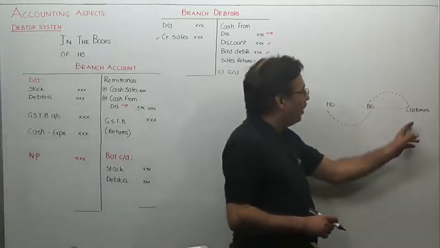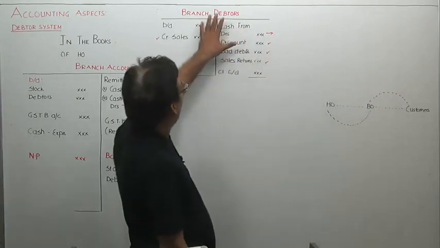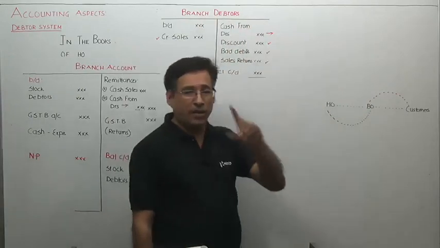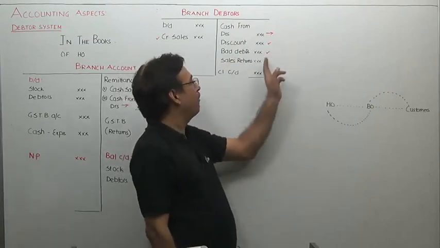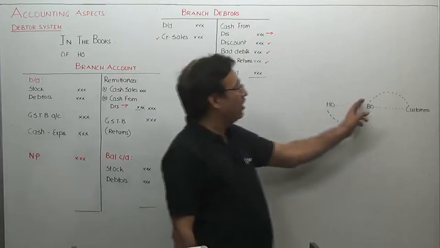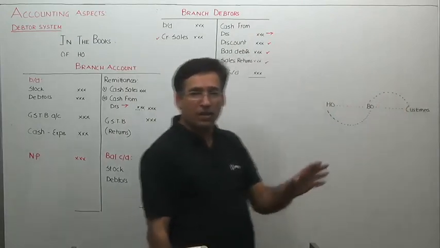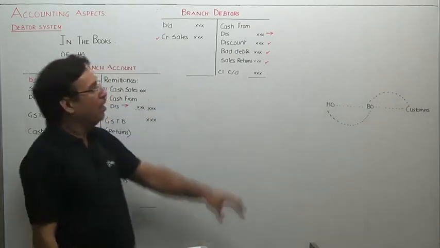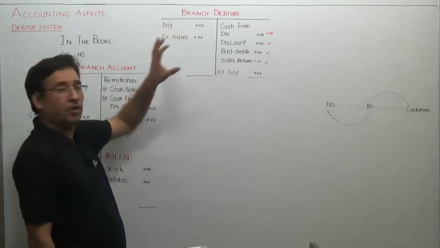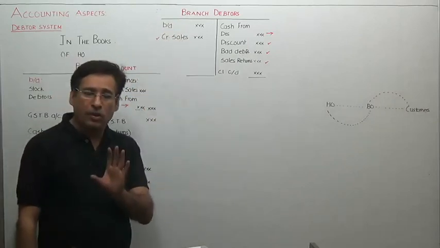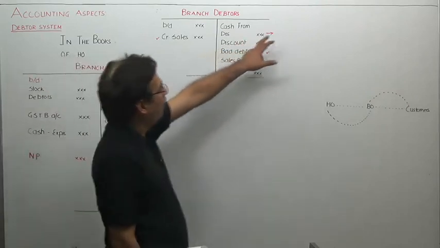Transactions which take place between branch office and branch customer will appear only in branch debtors account. Remember one thing, credit sales, discount, bad debts and sales transaction. These transactions take place between branch office and branch customers. So that is the reason they are presented only in branch debtors account. Is it clear to you or not? Now, if it is clear to you, we come over to the second point.